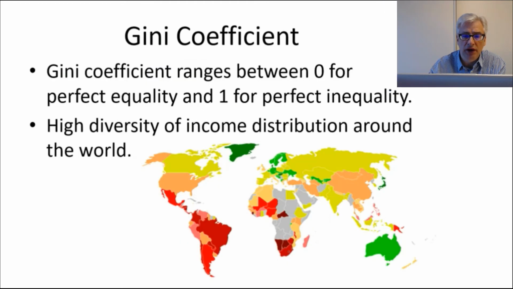Sometimes we multiply this Gini coefficient value by 100. That gives us the numbers from 0 to 100. This is basically the same idea here.